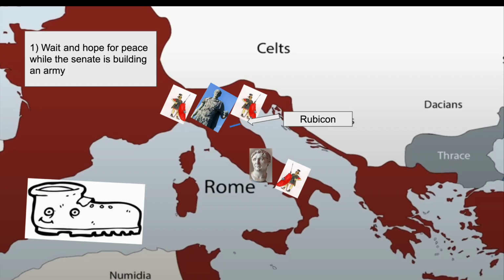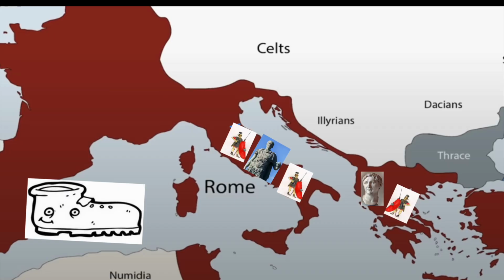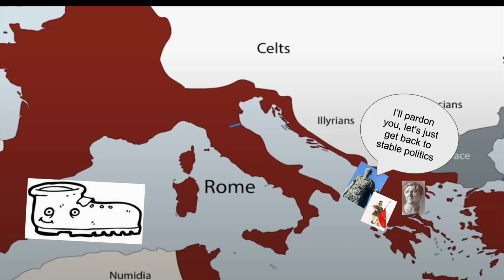He could wait and hope for peace while the Senate was building up their army, or he could attack now while he had the advantage. He chose to attack now, chasing Pompey into Greece and engaging him at the Battle of Pharsalus, decisively defeating Pompey's forces. Caesar was hoping to pardon the senators in Pompey, but Pompey escaped, fleeing to Egypt.